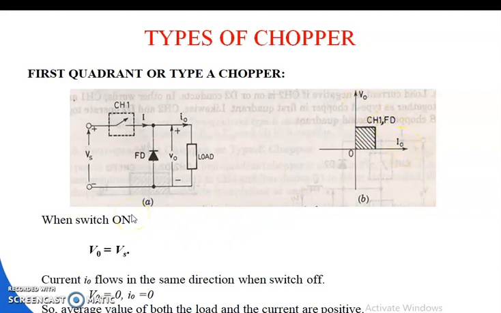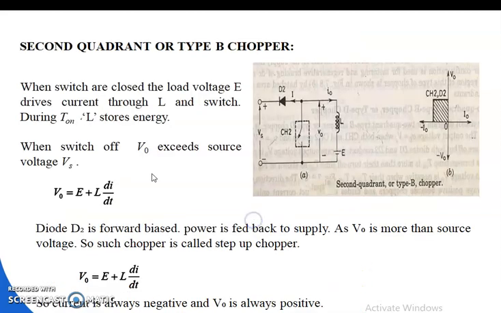Then come to the operation. When the switch is on, V0 is equal to Vs. In that case, the current flows from the source to the load by following the path Vs, CH1, load, and again Vs. In this way, the current starts flowing. Whenever the switch CH1 is off, the load current circulates through the freewheeling diode FD, by reversing its polarity. So the current I0 flows in the same direction when switched off. So the average value of both the load current and load voltage will be positive.